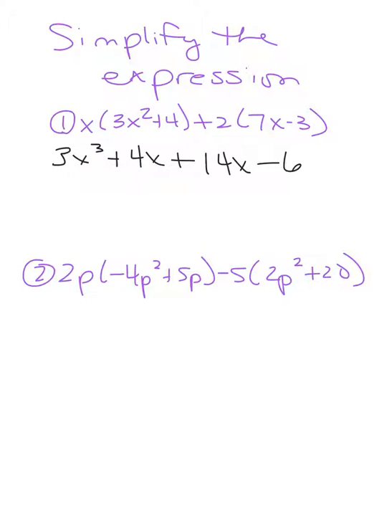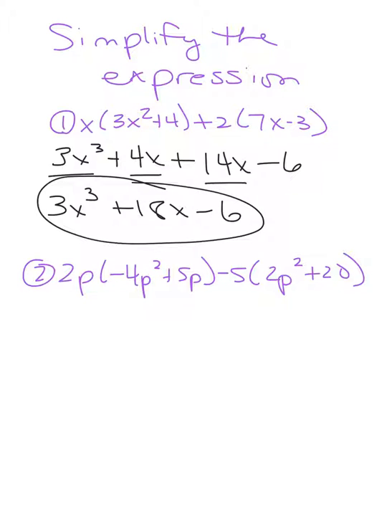Now I'm going to combine my like terms. So I have 3x to the 3rd. I don't have any terms that are to the 2nd power. So when looking at the first power, 4x plus 14x gives me 18x. And then I have my minus 6. So that's my final answer: 3x to the 3rd plus 18x minus 6. Let's look at number 2.